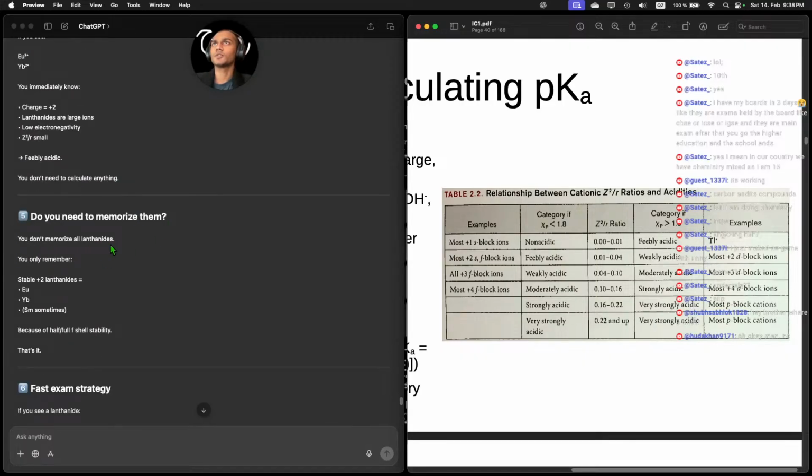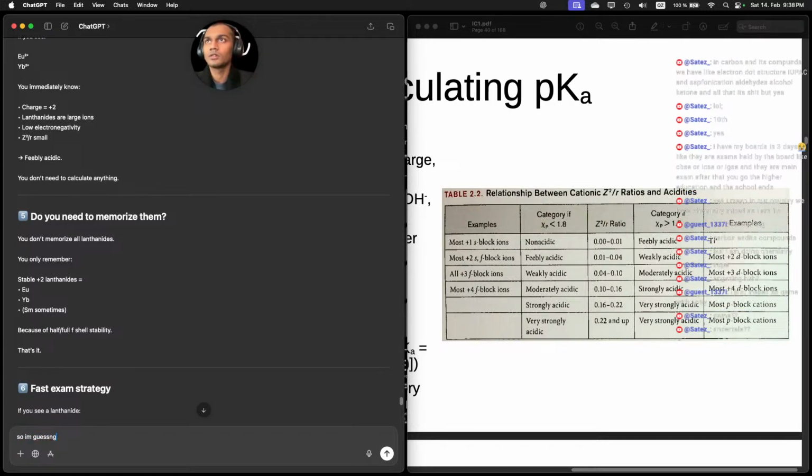Do you need to memorize them? You don't memorize all lanthanides. You only remember the stable plus two lanthanides. Okay, so it's better I remember these. Most plus three f block ions. Those are the lanthanides except these three. Now most plus four f block ions. So I'm guessing the plus four f block ions are part.